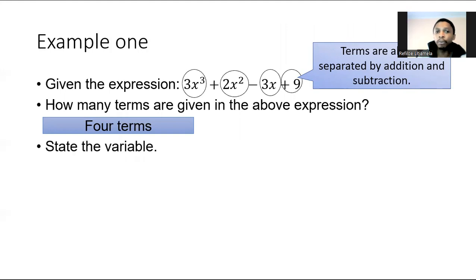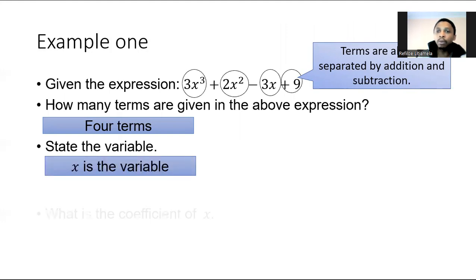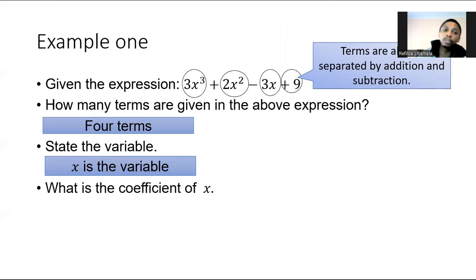Now state the variable. The variable there is x, right? What is the coefficient of x? You will need to look at all the variables we have. The first term, the exponent of x there is 3. The second term, the exponent of x is 2. The third term, the exponent of x is 1. And here they ask you for the coefficient of x that has an exponent of 1, because we don't write the exponent of 1.